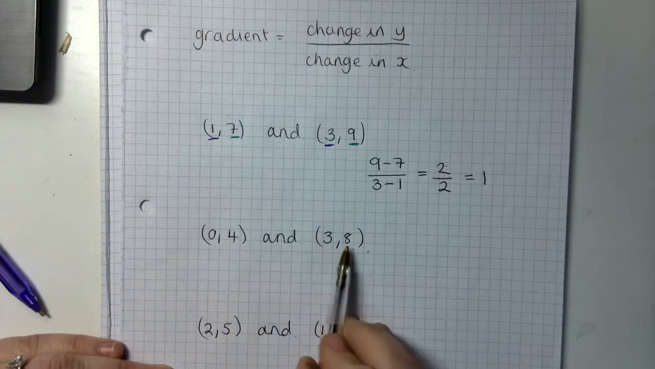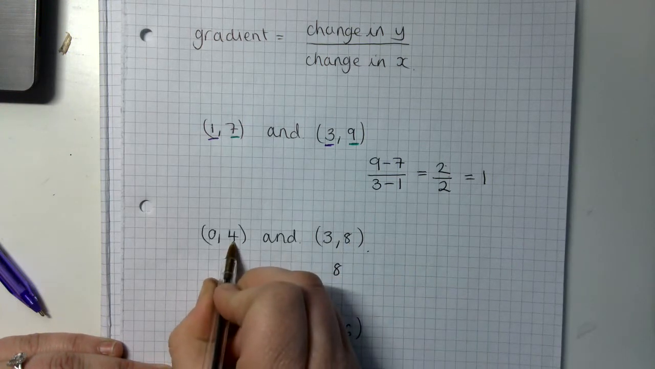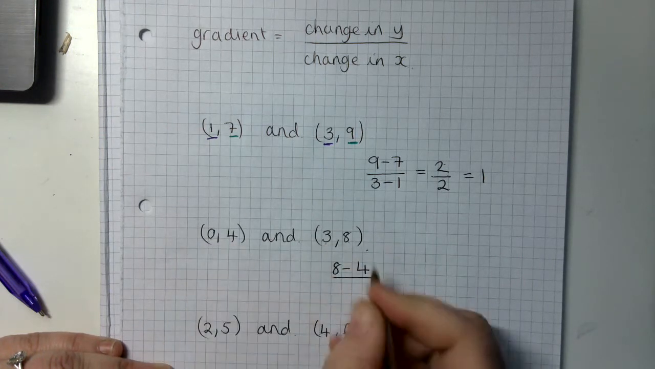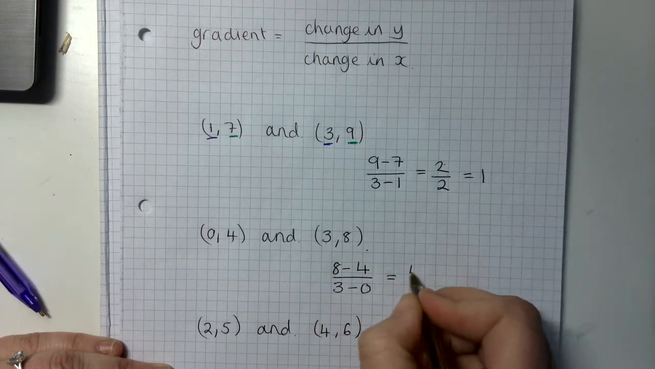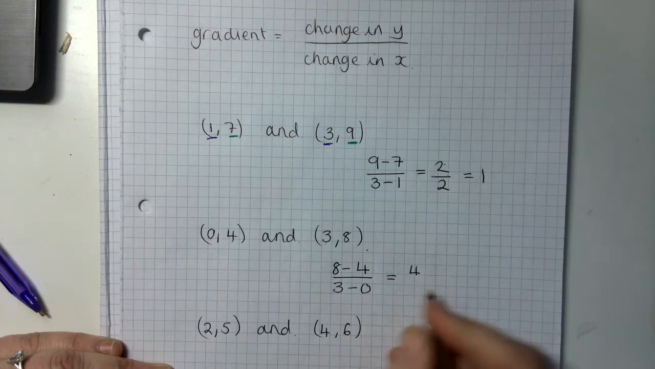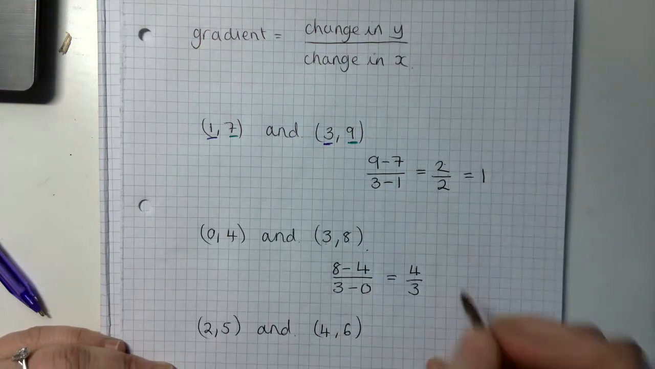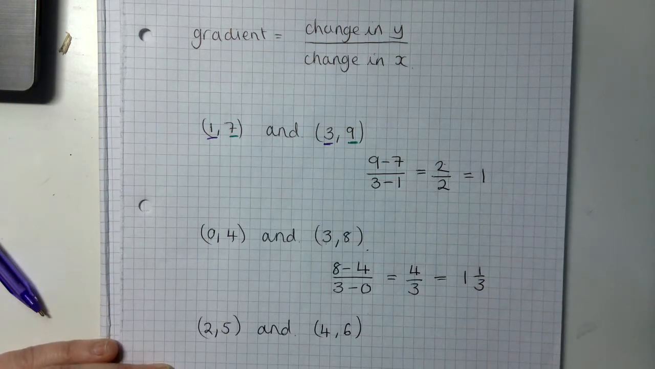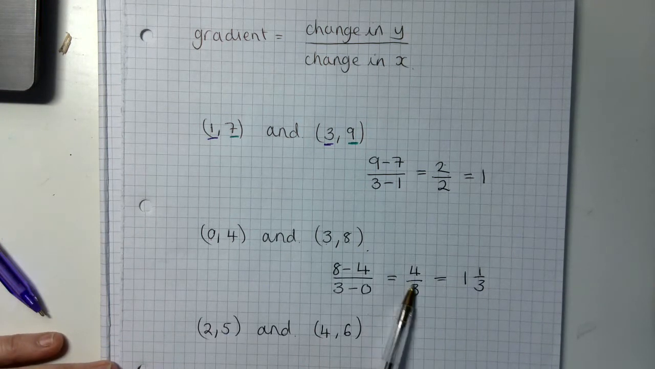Okay, look at this one here. So we've got always the second coordinate pair we look at first. We look at the y value to go on top. So it's 8. And then we subtract the y value from the first. Then we do the same with the x coordinates. Again, working in the same way. So 8 take away 4 is 4. 3 take away 0 is 3. So you can either leave this as a fraction, or you can write it as a mixed number. Or if you really wanted, you could leave it as a decimal, but normally just leave it in fraction form, and I'd probably just leave it as that.